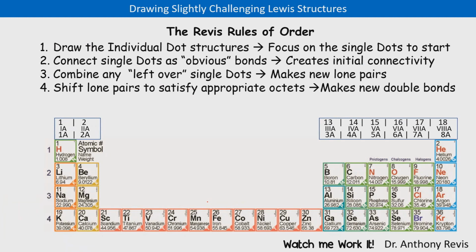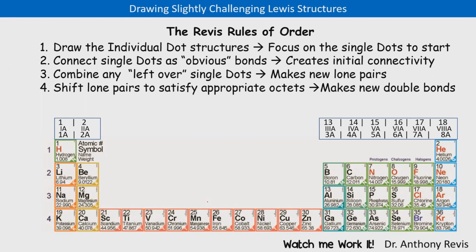First, let's review some simple rules. If you've seen these rules before, you might want to fast forward. It won't take us long. Draw the individual dot structures. These are what I call the Revis rules of order. Draw the individual dot structure. Focus on the single dots to help you get started.